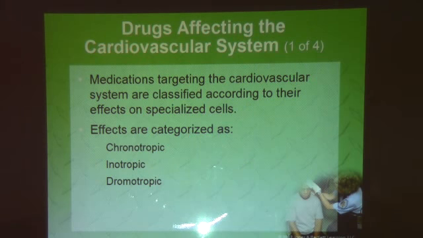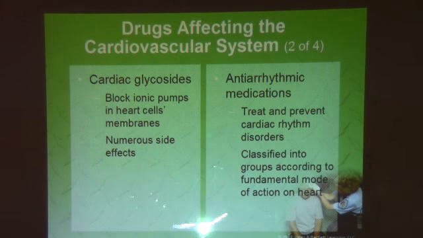Drugs affecting the cardiovascular system. The walls of the heart are composed of many interconnected cells that are specialized to serve particular functions. Medications targeting the cardiovascular system are classified according to their effects on specialized cells. The effects on the heart are categorized as follows: chronotropic, which means it affects the heart rate; inotropic, which means it changes the force of contraction; and dromotropic, which alters the velocity of the conduction of electricity through the heart. All of these can be positive or negative effects.